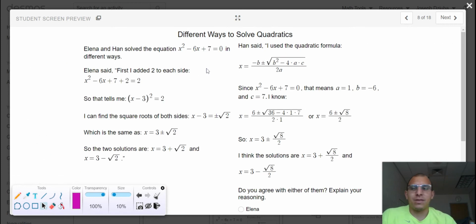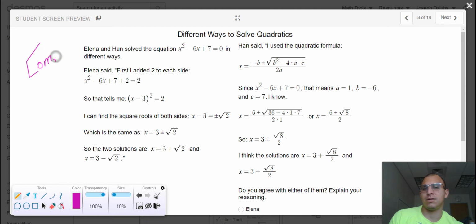And before I forget, what Elena is doing is, because I forgot they don't mention it, this is our complete the square... dot dot dot.